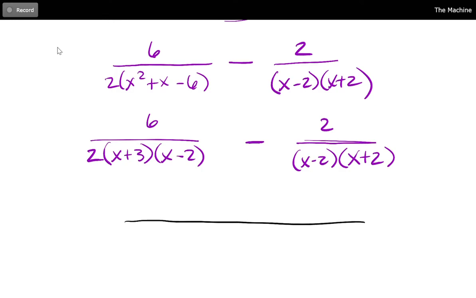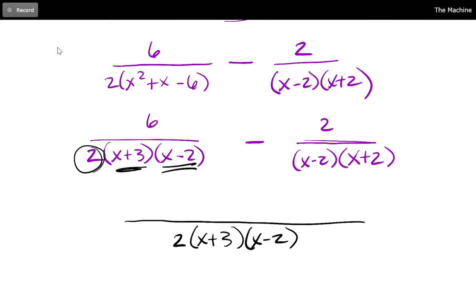The common denominator says I need every base that's represented, so I'm going to take the 2, that goes in there. There's no other numbers. I'm going to take the x plus 3 from right here, that goes in there. What's the highest degree on any x plus 3 anywhere in the denominators? Well, it's just 1. I'm going to take this x minus 2. X minus 2 has to be included. Do I have any other x minus 2s? Yes, I do over here, but I only need it once.